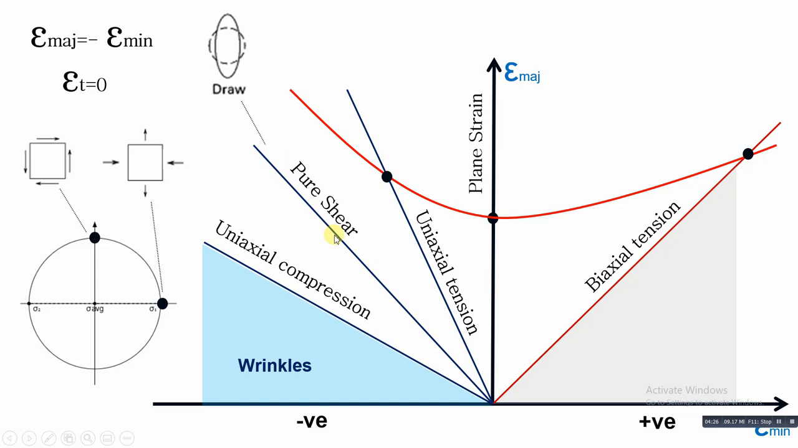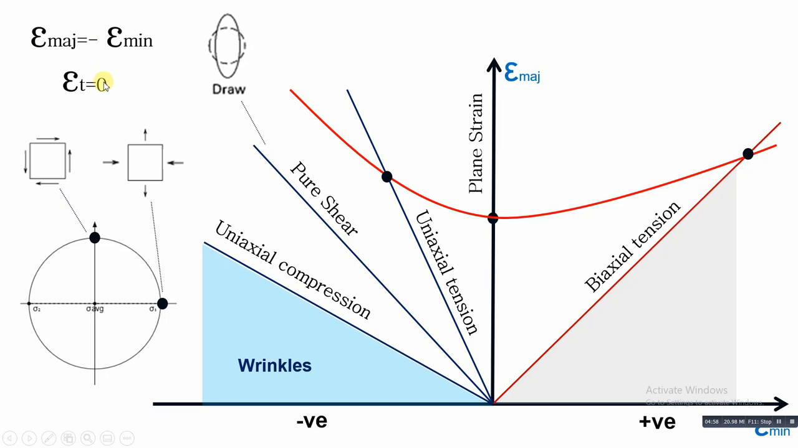In this case, we will find that epsilon major equals negative epsilon minor, because the relation between epsilon major and epsilon minor will be like y equals negative x. So any point on this line will have the same absolute value for epsilon major and epsilon minor. But because we are in the negative region, the relation will be y equals negative x, or epsilon major equals negative epsilon minor. Okay, back to the relation, epsilon major plus epsilon minor plus epsilon t equals zero. So epsilon t in this case will be equal to zero.